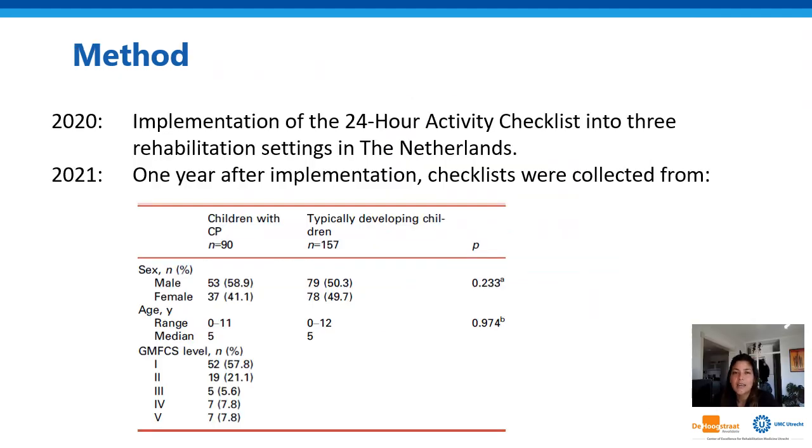So in 2020, the checklist was implemented into the CP care paths of 3 pediatric rehabilitation settings in the Netherlands. And 1 year after implementation, we aim to explore the extent to which sleep problems can be detected. We collected 90 checklists from children with CP across all levels of GMFCS and between the ages of 0 to 11 years old. 41% of the children were girls and 84% were ambulatory. Now, in addition to this study group, we collected another 157 checklists from typically developing children and their parents, which served as a reference group.